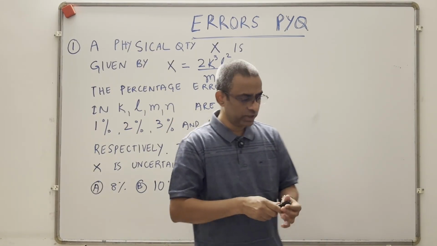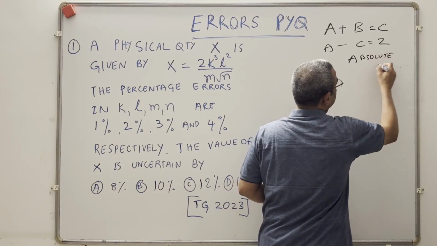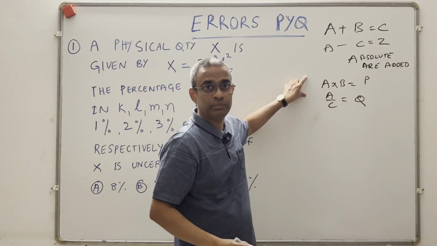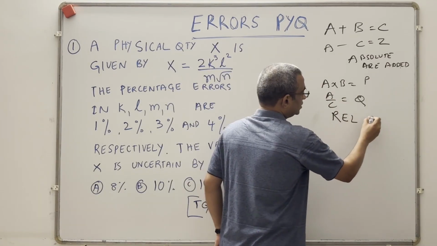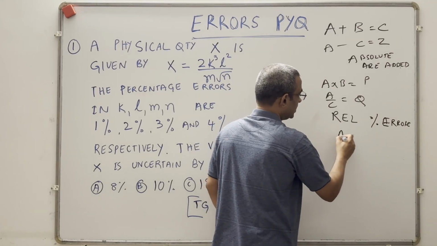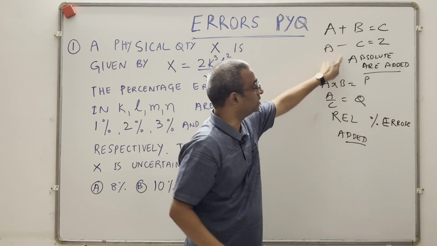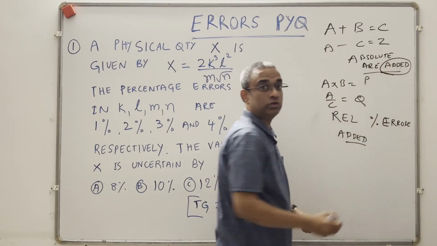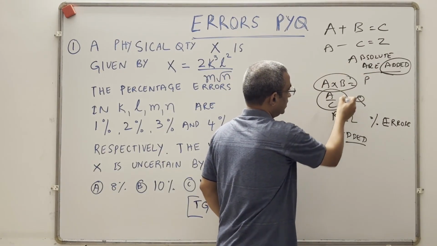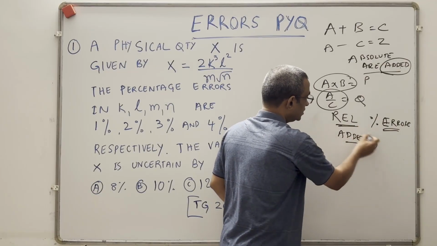When you are adding quantities or subtracting quantities, the absolute errors get added. In multiplication or division, relative errors or percentage errors, either relative or percentage, they get added. We have to be very clear here, student. Addition or subtraction, in both cases the absolute errors get added. Multiplication or division, the errors in each of these quantities, the relative errors or the percentage errors get added.